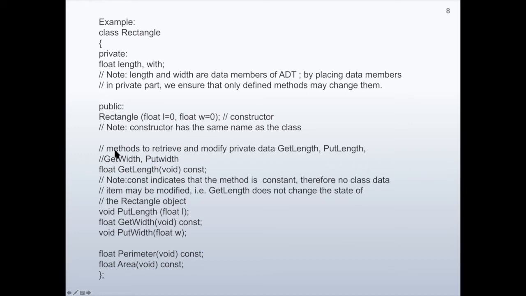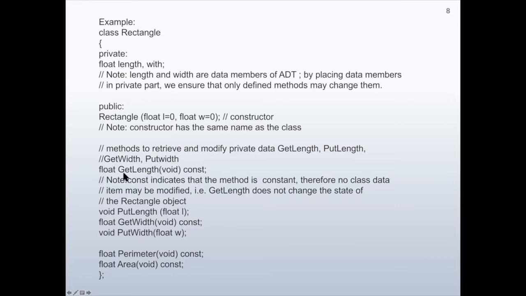We need some methods to retrieve and modify private data. Notice that length and width are private, and outside of the class we are not able to access them. If they are needed, we may declare the methods getLength and putLength. This is to read the value of length, and this is to update the value of the length. And similarly, getWidth and putWidth may be defined.